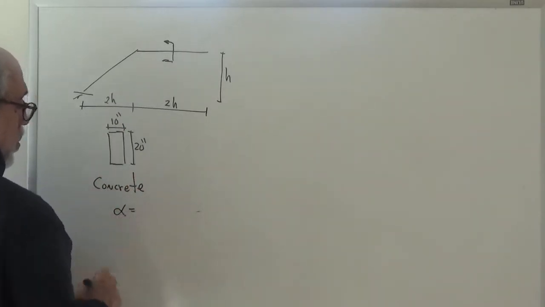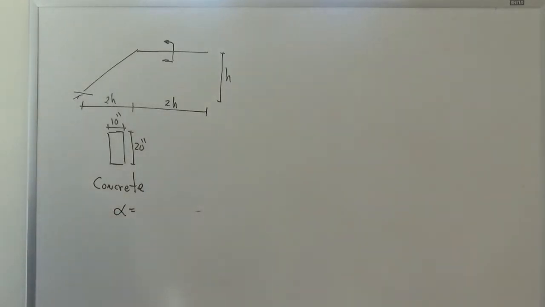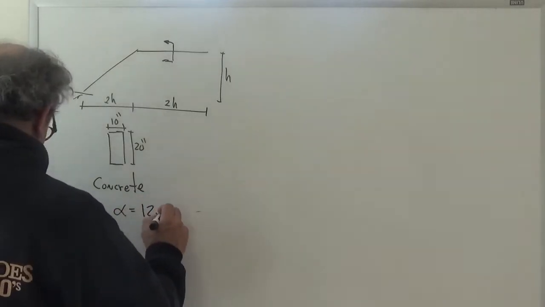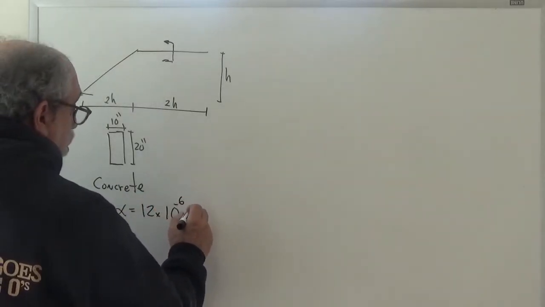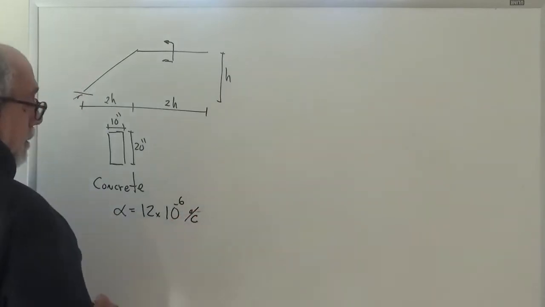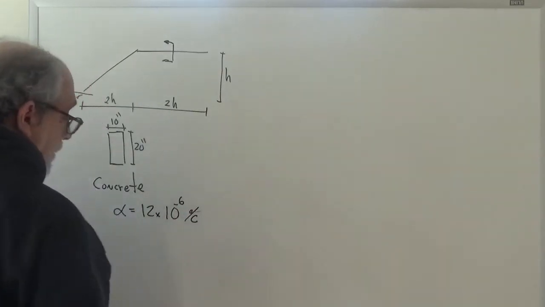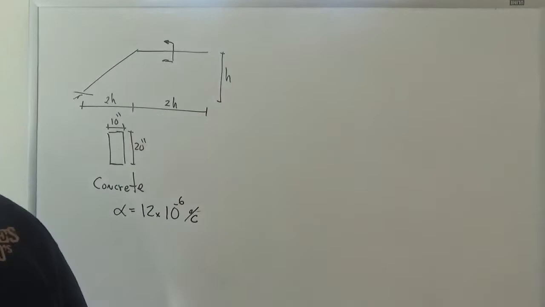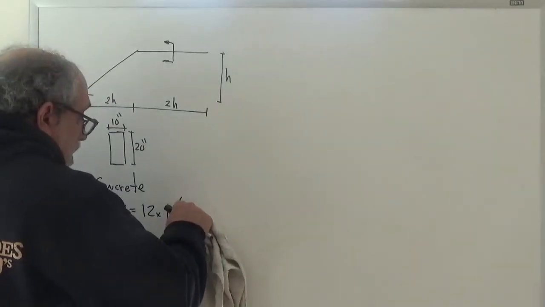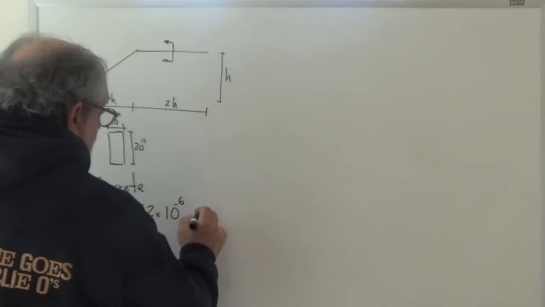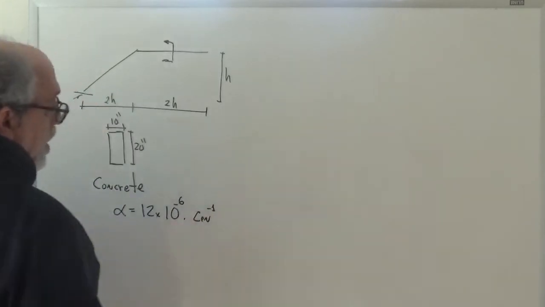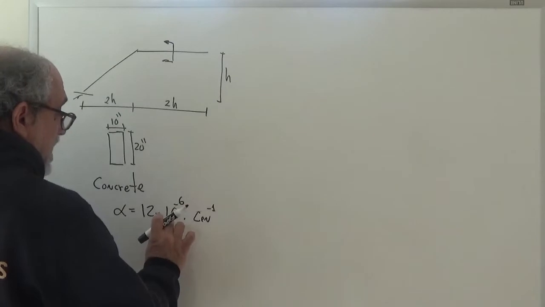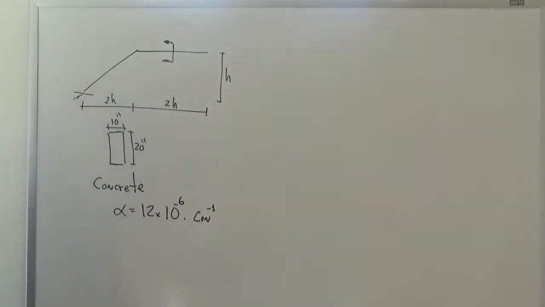And for concrete, you can go to the internet and check what is the coefficient of thermal expansion, and you will find that it is approximately 12 times 10 to the minus 6 per degree centigrade. Or if you'd like, per degree centigrade to the minus 1. In other words, you multiply this times the change in degrees centigrade, and that's your strain.